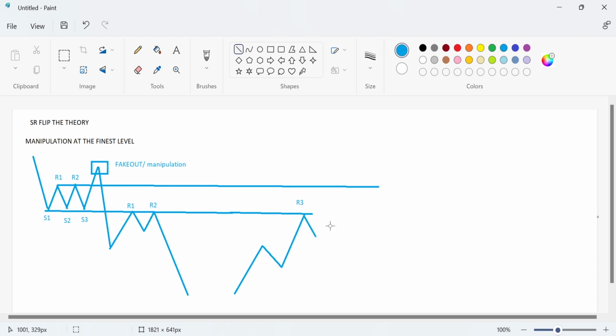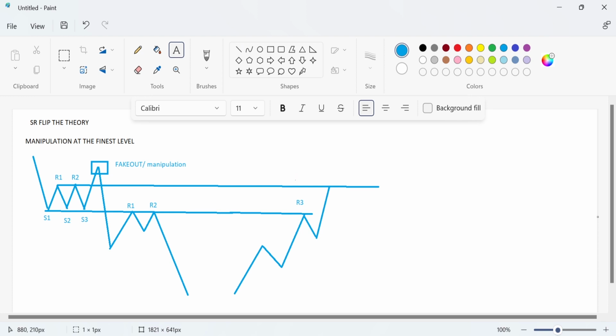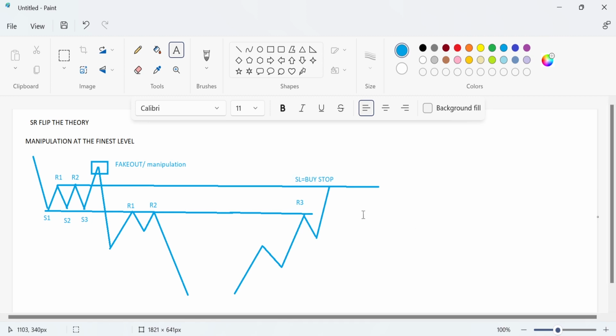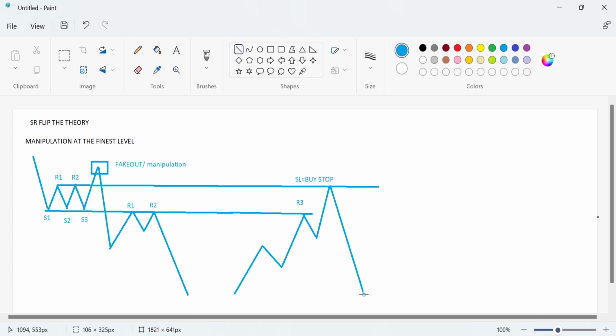Price drops down a bit and flies back up. When retail traders sell at R3, their stop loss is above the resistance, which is a buy stop. And the price shoots up and goes down again.